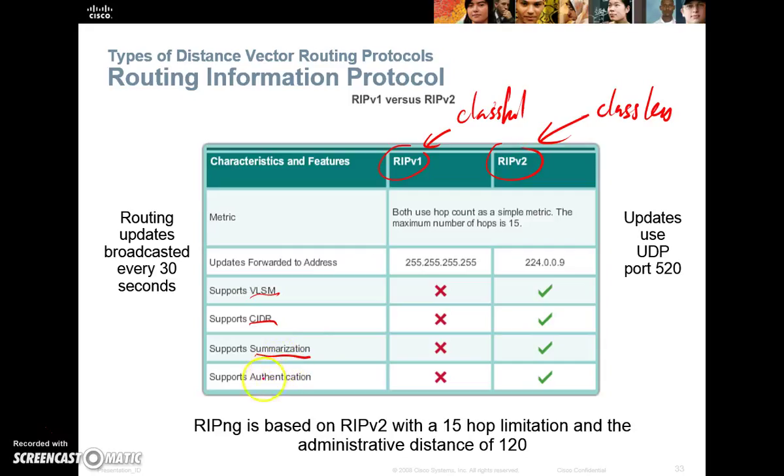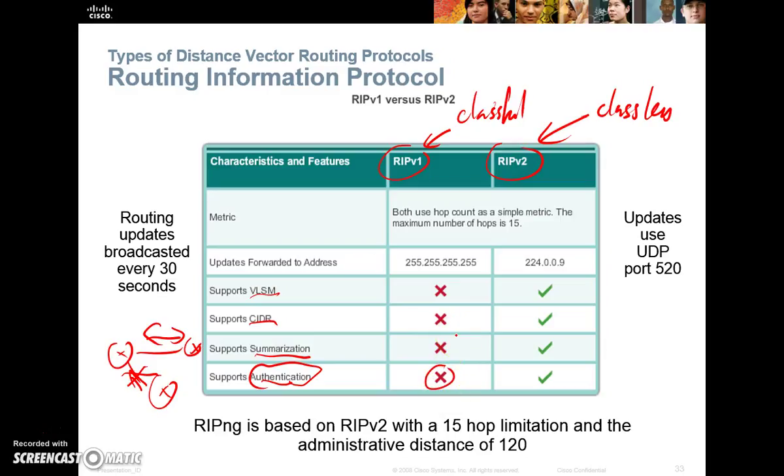and they do not have authentication. Authentication is a security feature where two RIP routers can authenticate with each other. If a hacker wants to connect their routers to the RIP routing domain, they will not be successful because they will fail the authentication. So it's a security implementation and it's not supported by RIP version 1.